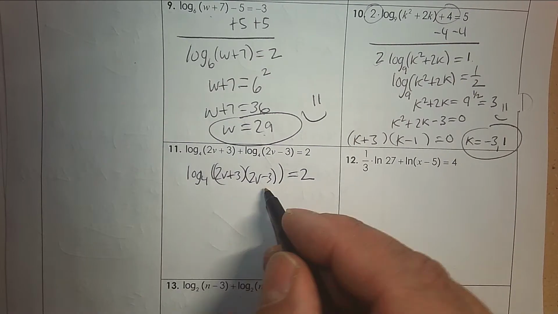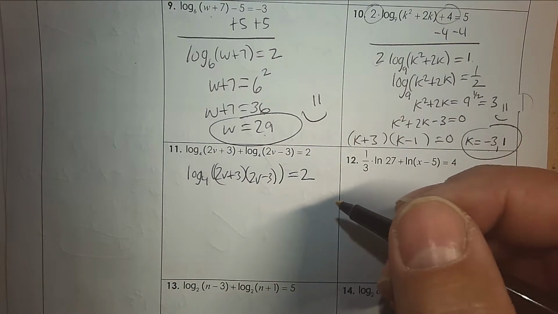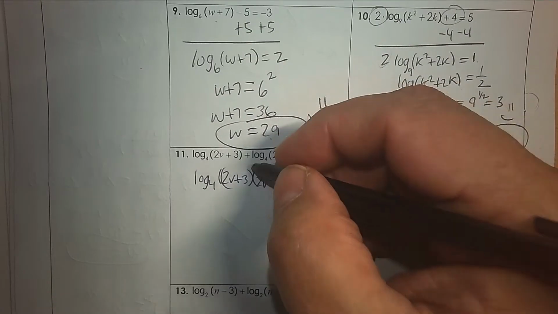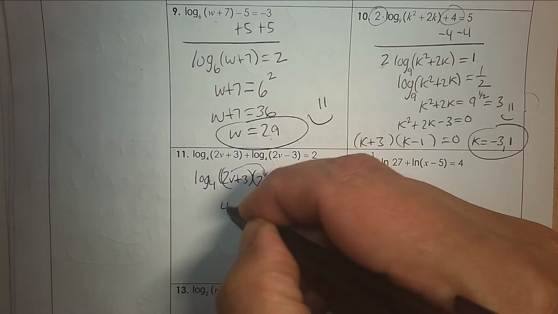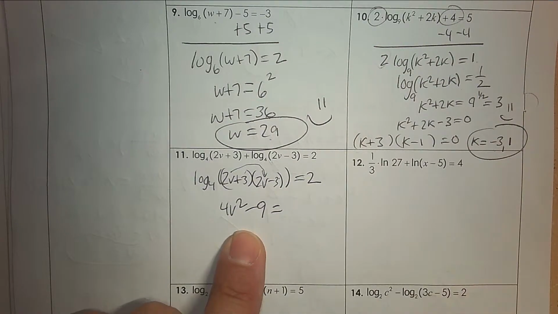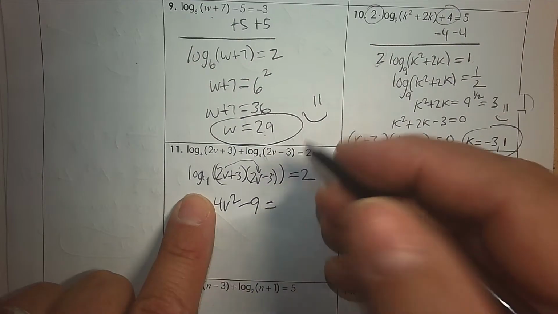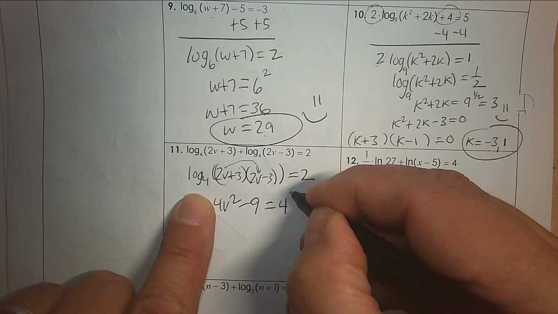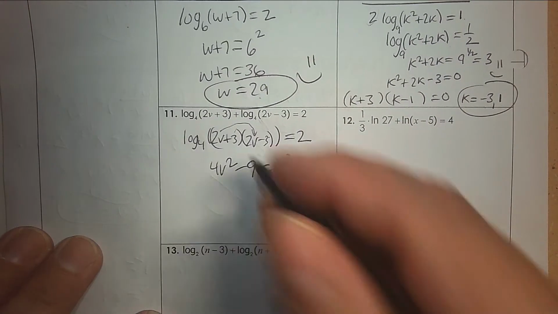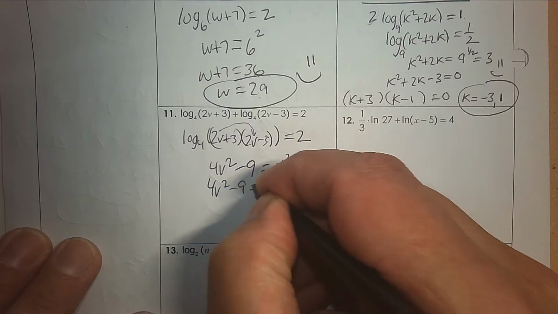What's inside the logarithm? Do you notice a structure to what's inside the logarithm? It's 2v plus 3, 2v subtract 3. That's called the difference of squares. So all I have to do is first times first and last times last, and that's what's inside the logarithm. What's the base? 4, and what's the exponent? 2. What is 4 squared? Add 9.